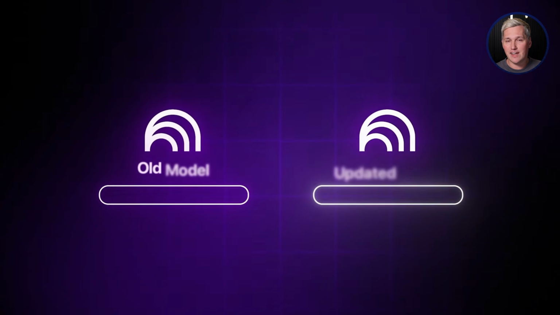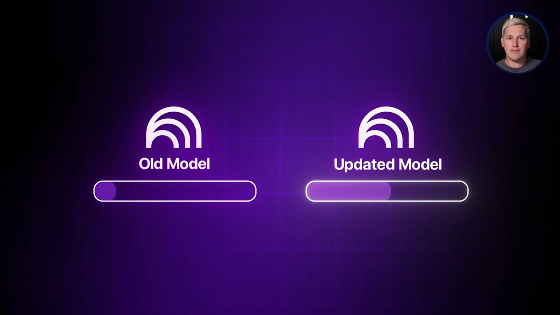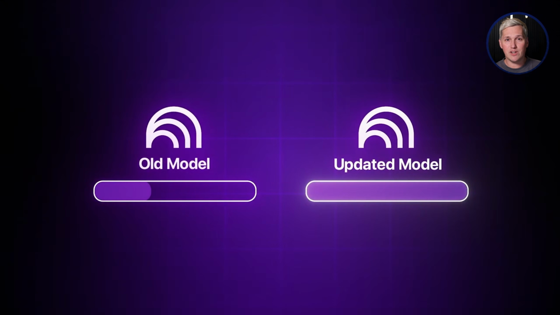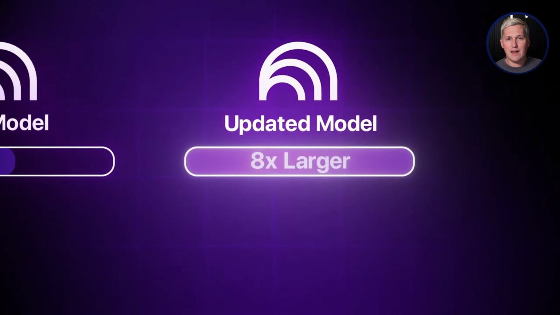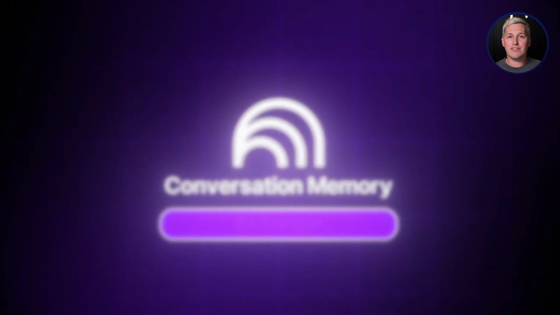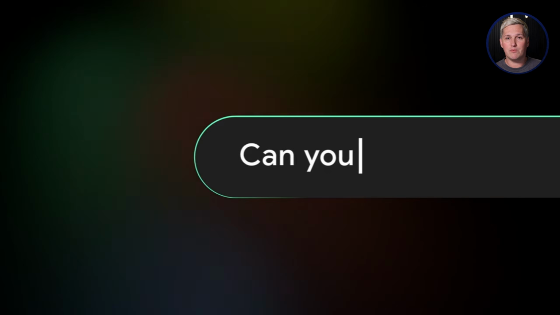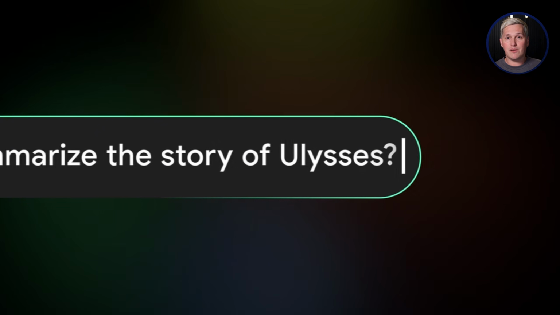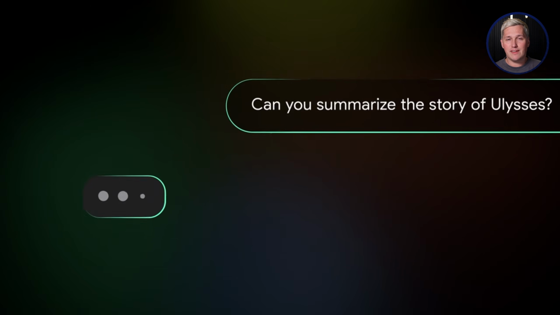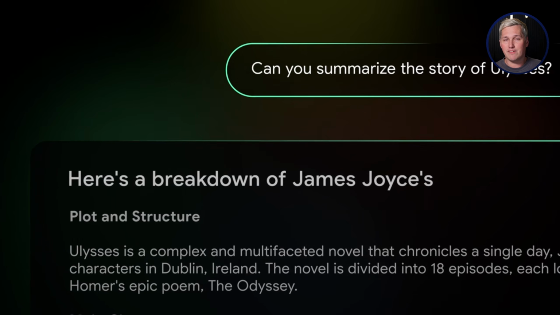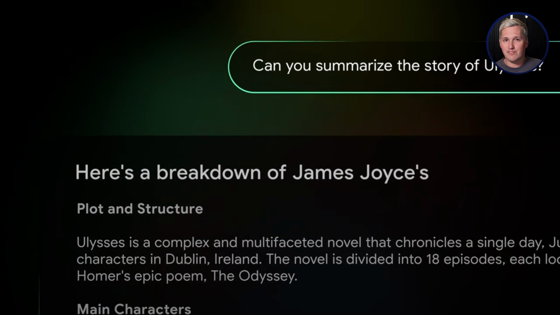Google just changed the engine underneath NotebookLM entirely. The amount of material it can hold in a single working session jumped by roughly 8 times. On top of that, it can now carry the thread of a long conversation roughly 6 times further before it starts losing the plot. What that means in practice is that when you ask a question, the answer is pulling from your full library, not a random chunk of it. The accuracy difference is immediately noticeable, especially if you have been frustrated with vague responses in the past.